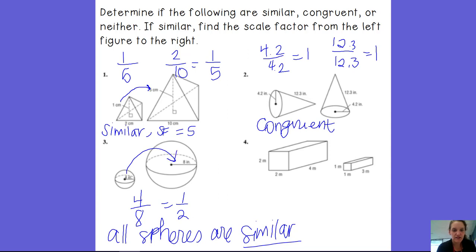So then we just have to focus on our scale factor. 4 times what gives you 8? The scale factor for these two particular spheres is 2.